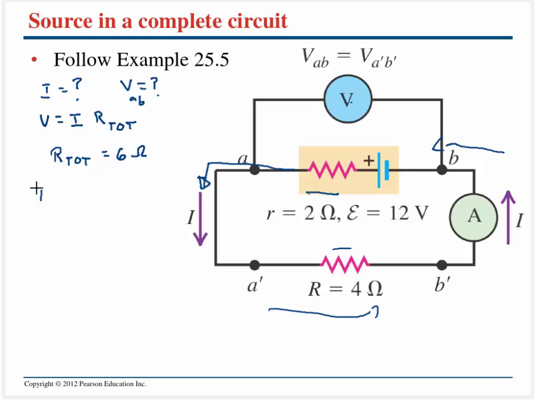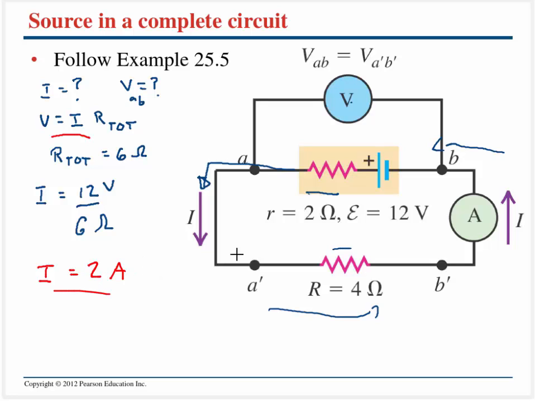We can solve for current. That's going to be equal to the voltage, the potential, divided by the resistance. So my 12 volts divided by my 6 ohms. All I've done is I've rearranged this equation right here. And I can say that my current is now going to be equal to 2 amps. So I've solved for my current.